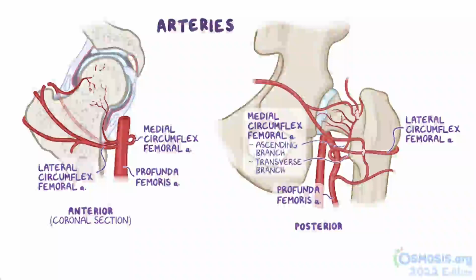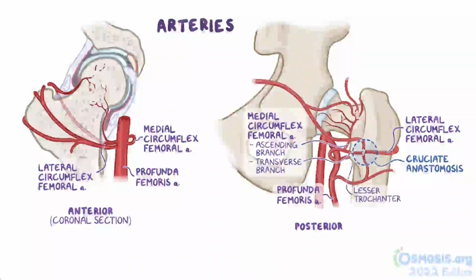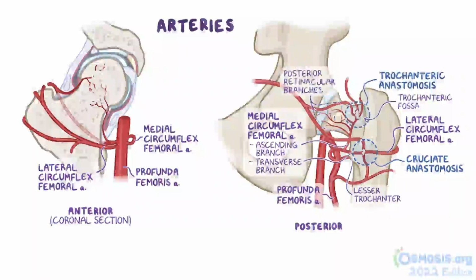The transverse branch takes part in the formation of cruciate anastomosis, which is situated at the upper part of the back of the femur at the level of the lesser trochanter, whereas the ascending branch passes to the trochanteric fossa, where it takes part in the formation of the trochanteric anastomosis. It also gives off posterior retinacular branches, which supply the head and neck of the femur.